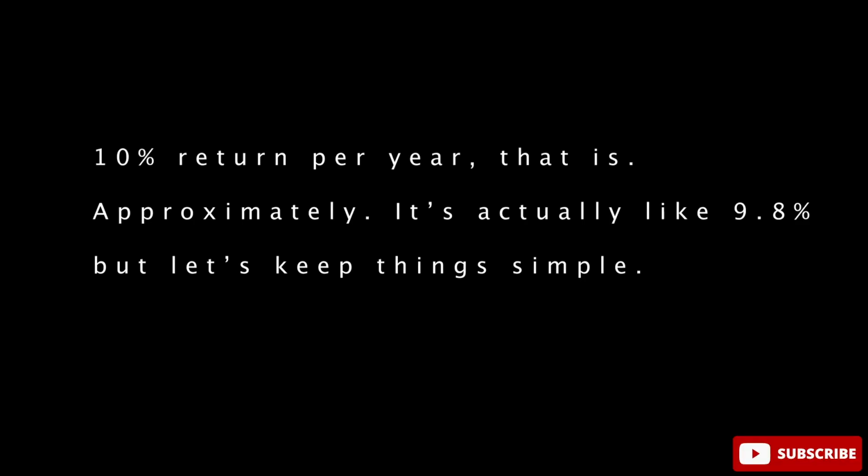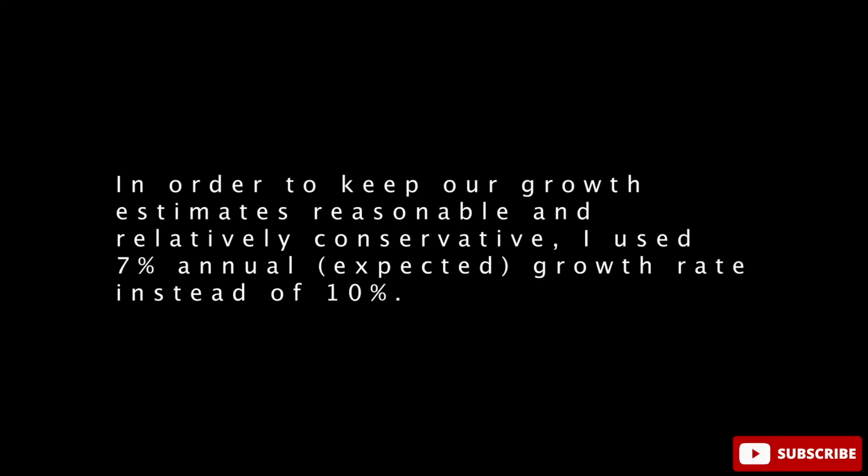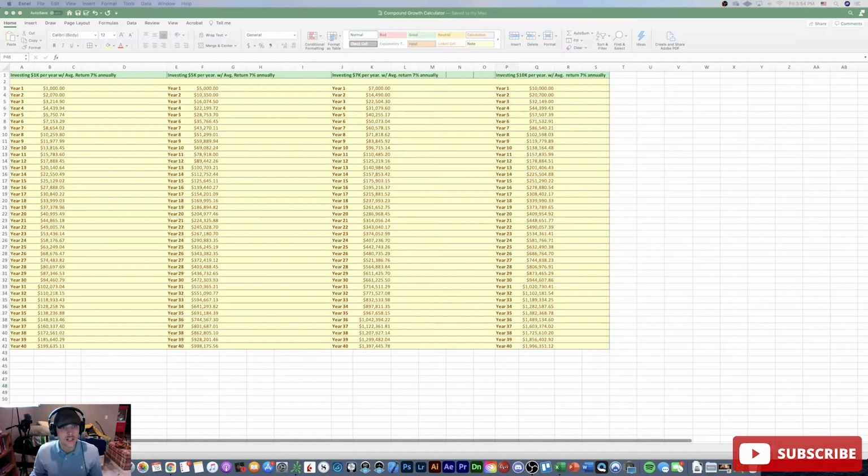The average rate of return in the S&P 500 is 10%. 10% a year, that is, approximately. It's actually something like 9.8. That's the rate of return you can reasonably expect from the market over the long term. See? I'm not pulling your leg. In order to keep our growth estimates reasonable and relatively conservative, I used a 7% annual growth rate instead of a 10%. Alright guys, and so here it is, the compound growth calculator that I created in Excel.